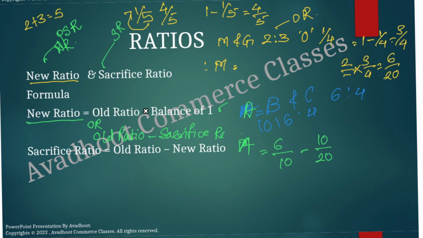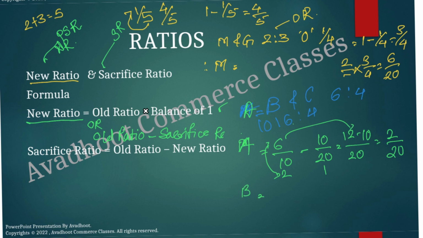6/10 minus 10 upon 20, the LCM comes 20. 10 2s are 20, 20 1s are 20. 2 6s are 12 minus 10 1s are 10. Here comes 12 minus 10, 2 upon 20. Are you with me? We'll have to make the multiplication of this. That here comes 12.